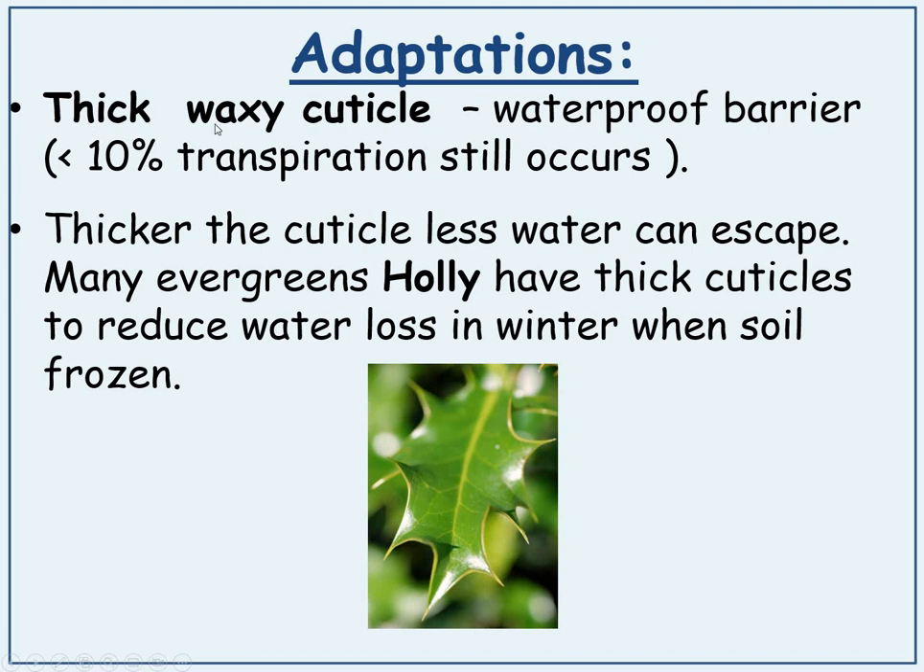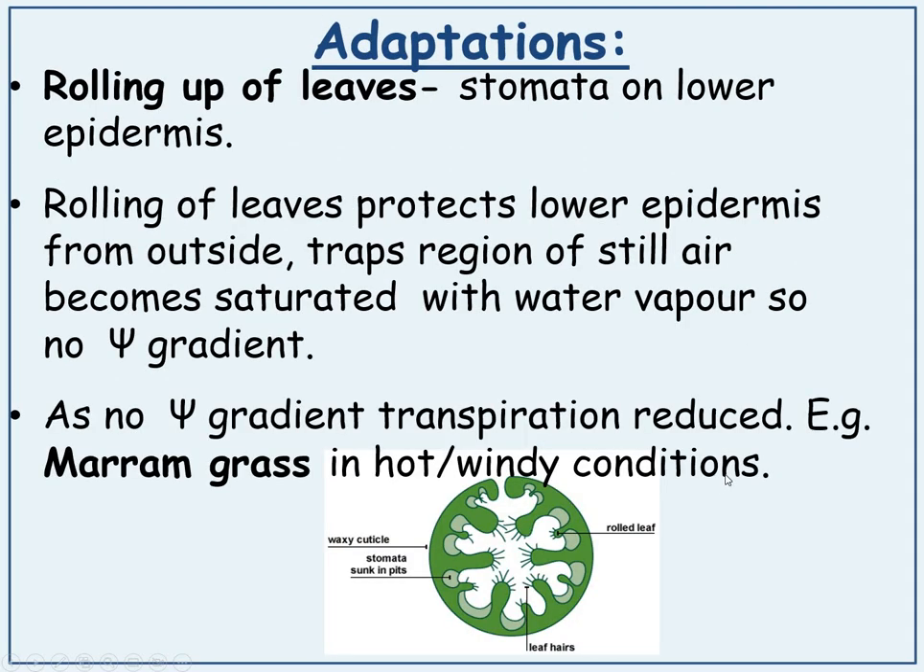Some can have a thicker waxy cuticle. Quite often these days they're asking you to say thicker waxy cuticle, or waterproof barrier, and just less than 10% of transpiration can still occur even with a very thick waxy cuticle. So the thicker the cuticle, the less water can escape. Many evergreens such as holly have thick cuticles to reduce water loss in winter when the soil is frozen. Having this thick waterproof waxy cuticle also increases the diffusion distance for water to escape, and it provides a waterproof barrier.